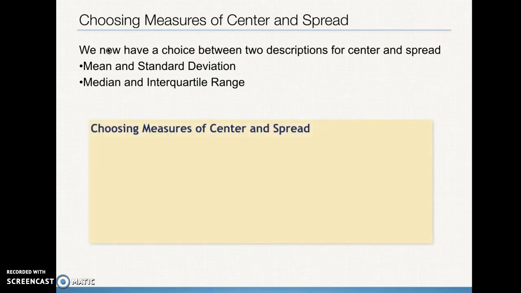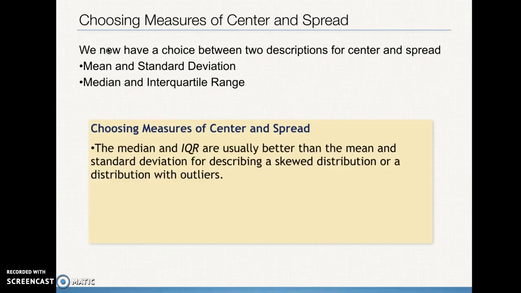So how do we choose between them? Well, what we find is that when we have a skewed distribution, either skewed left or skewed right, what ends up happening is the mean is strongly affected by those extreme values. And so we don't want to use the mean in those cases because it doesn't really give us a good sense of what's going on with the data. And since standard deviation is calculated using the mean, that one would not really be appropriate either. So in those cases, when we have skewed data, we're going to use the median and the IQR.